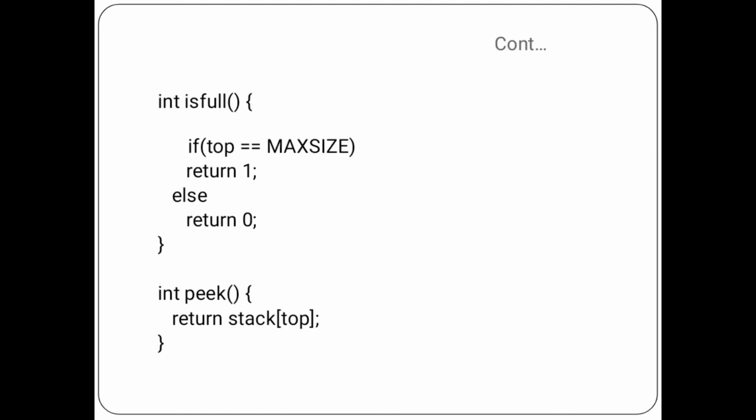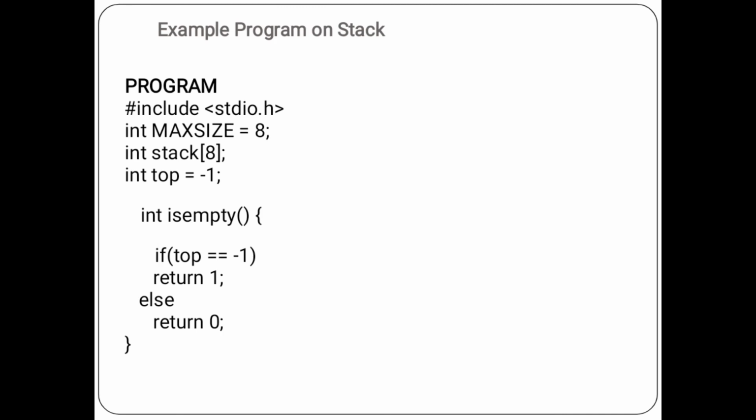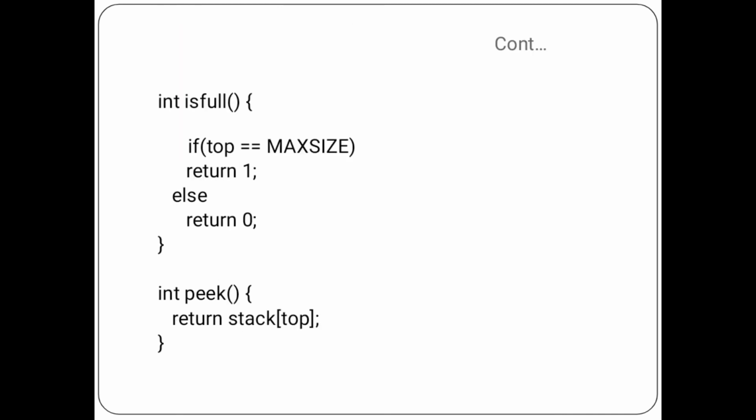And after that, the is_full function. If top is equal to max size, we have to check whether the stack is full or not. How can we know the stack is full? Here we are taking the max size as 8. So here, if top is equal to max size, return 1, else return 0.